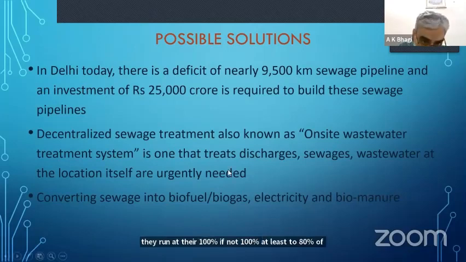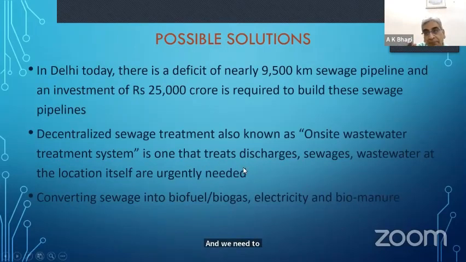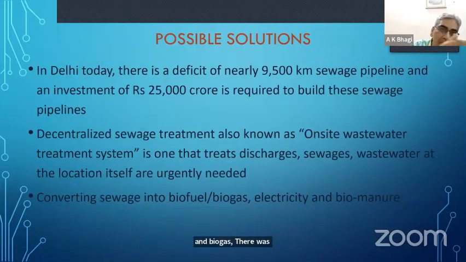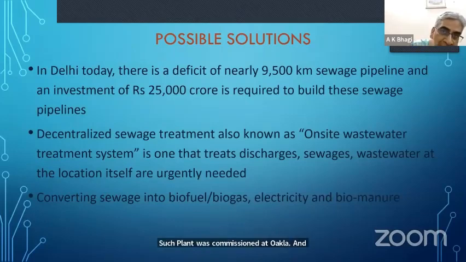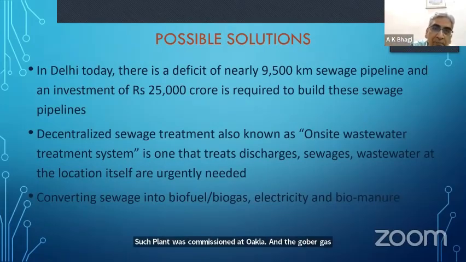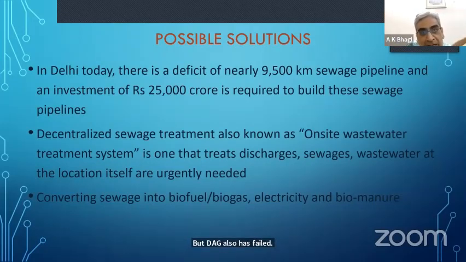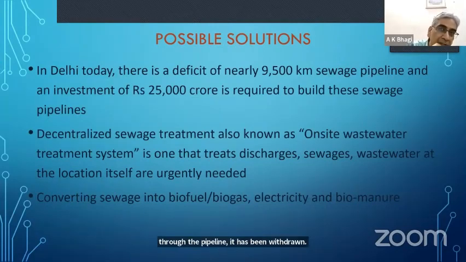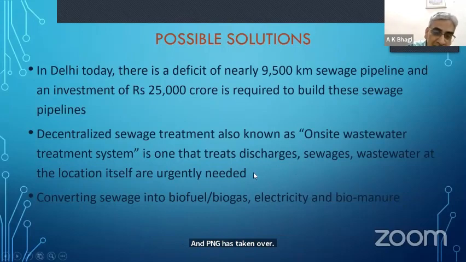And we need to follow certain new innovative ideas where you convert this sewage into biofuels and biogas, electricity and biomanures. One such plant was commissioned at Okhla, and gobar gas was supplied in that area, but that has also failed. Now, wherever gobar gas was being supplied through the pipeline in South Delhi areas, it has been withdrawn and PNG has taken over. But still, we have to go back to this.